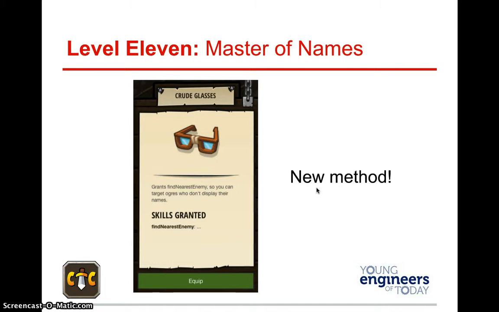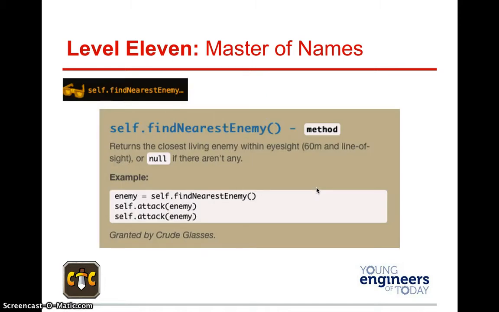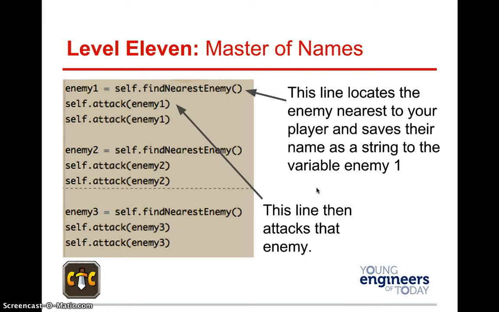Next method, master of names. The glasses let us find the nearest enemy. Okay, so you can see here the variable: this line locates the enemy nearest to your player and saves their name as a string to the variable enemy1. So now, every time there's someone near enemy1, I'm going to attack them. This line attacks the enemy. Same thing with enemy2 here, and the same thing with enemy3.